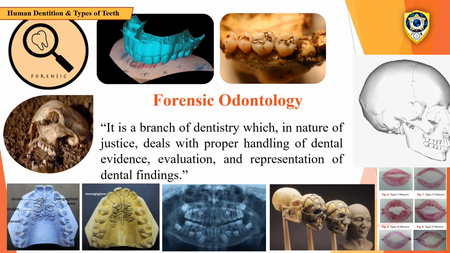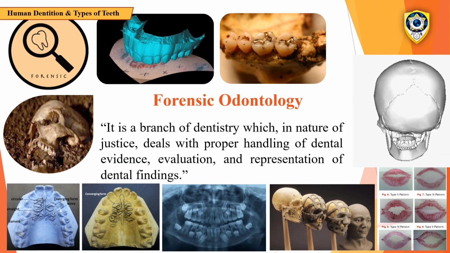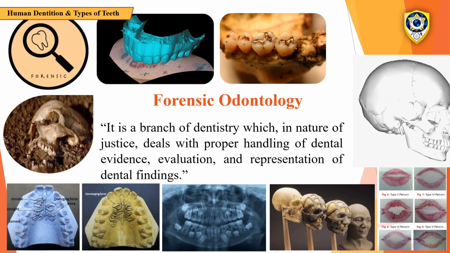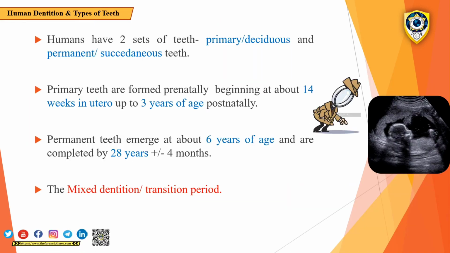We know that forensic odontology is the application of dental findings or dental evidence for the procurement of justice. As humans, we have two sets of teeth, primary teeth and permanent teeth. Primary teeth are formed prenatally, that is before birth, beginning at about 14 weeks in utero, that is when you're in your mother's womb, and they are completed by 3 years of age postnatally. The permanent teeth emerge at about 6 years of age and they are completed approximately by 28 years of age.